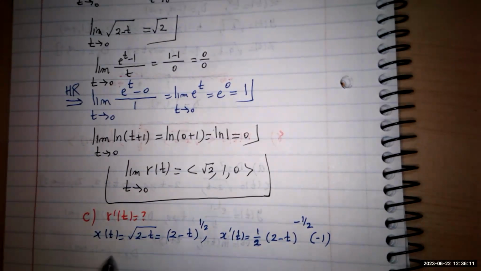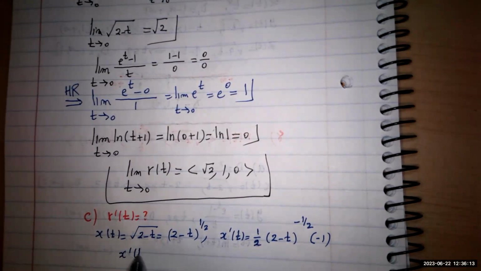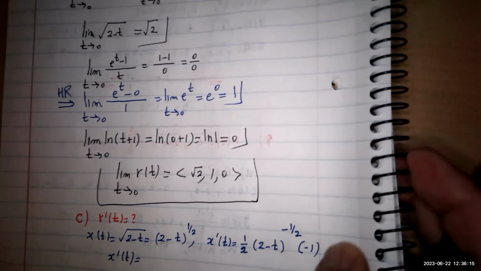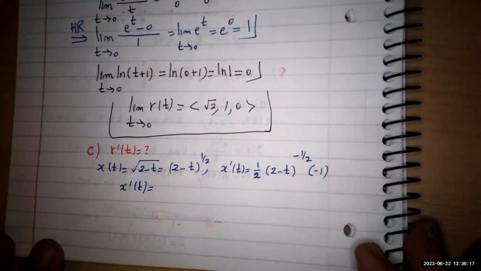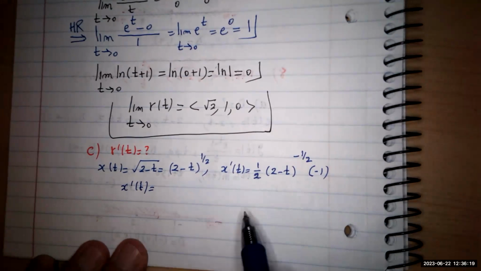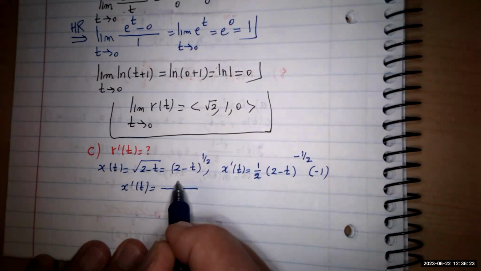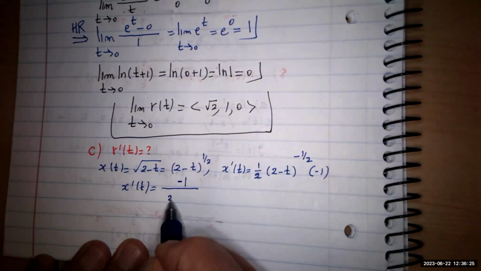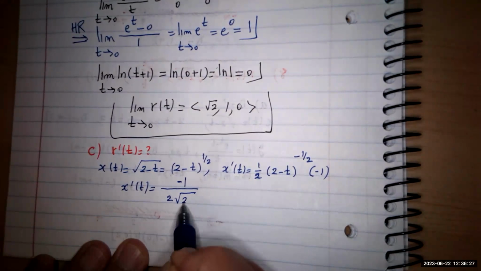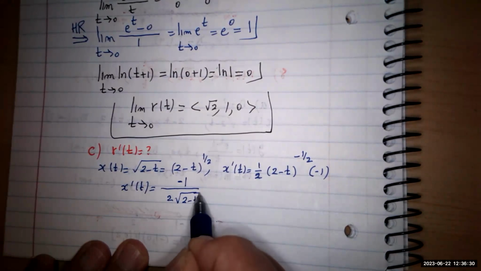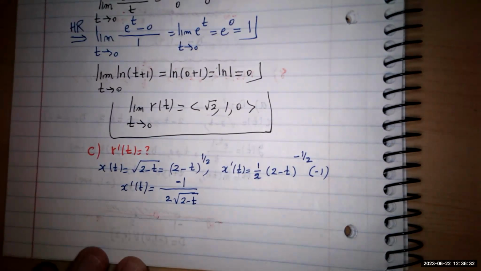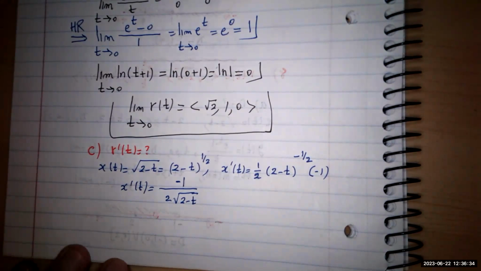So I rewrite it. x prime of t equals, there is a different way to write it down. This is one version if you like. The top would be negative 1, the denominator 2 radical 2 minus t. This is the usual practice to write it down. So that's the derivative of the first component.